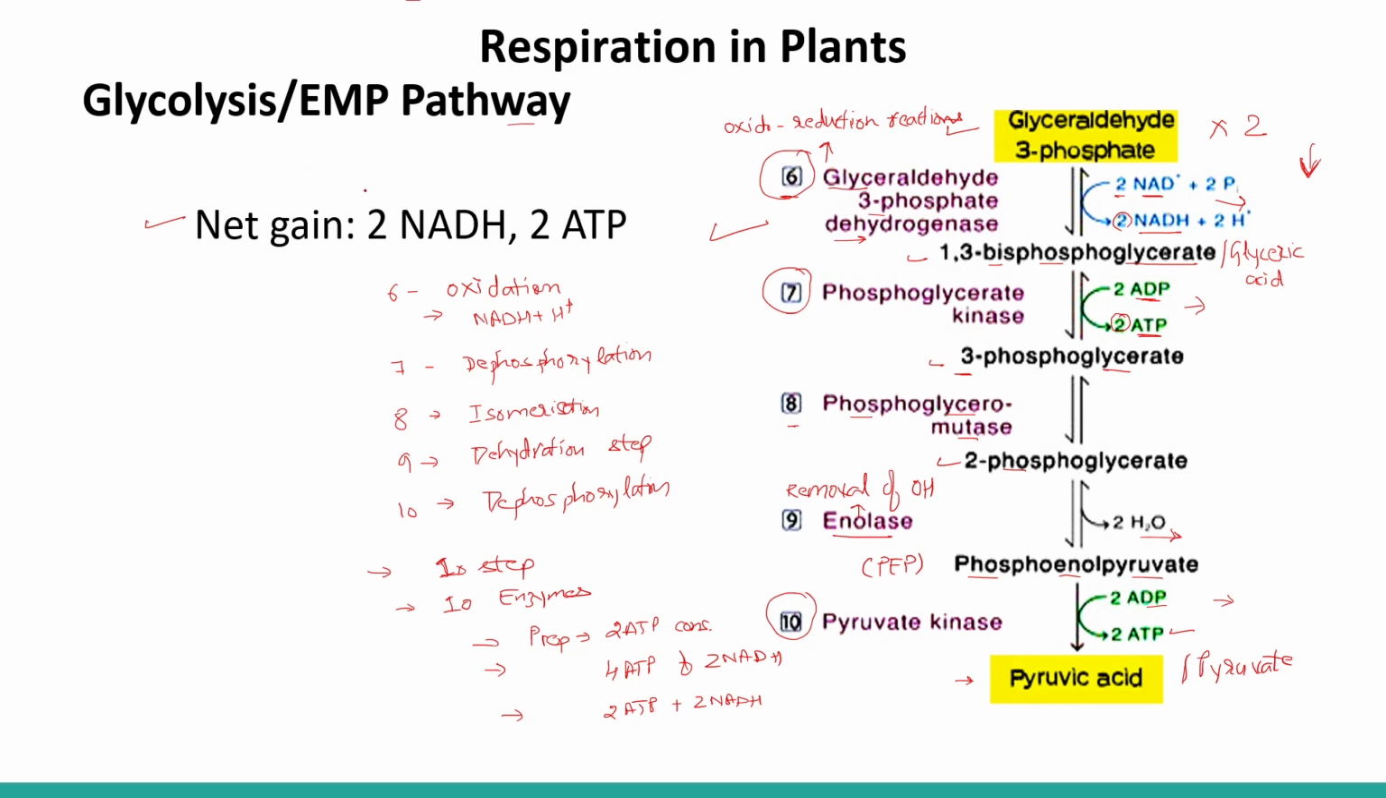Now we know that 1 NADH molecule is equivalent to 3 ATP. So what will be the total ATP here? 3 into 2 is 6 ATP, and 6 ATP plus 2 ATP will be 8 ATP. So 8 ATP are generated during the glycolysis pathway. This should be clear.